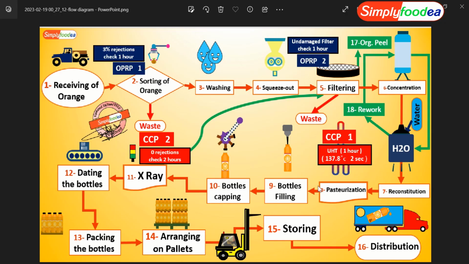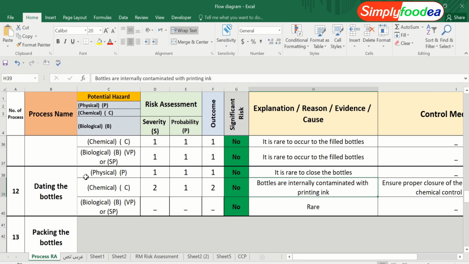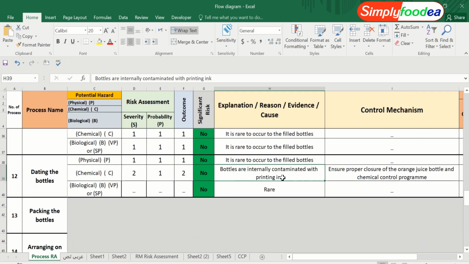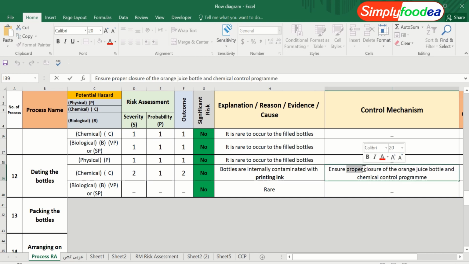The other risk, the rest of the process, is the dating of the bottles. It means writing dates on the bottles, which is a very critical quality standard. The physical hazards are very rare to occur to the filled bottles also. Okay, and the chemical hazard, maybe it's serious, but the contamination of the entire juice with the ink of the printer, which prints the date on the bottles, can occur maybe, but due to improper closure of the bottles, which is also very important.